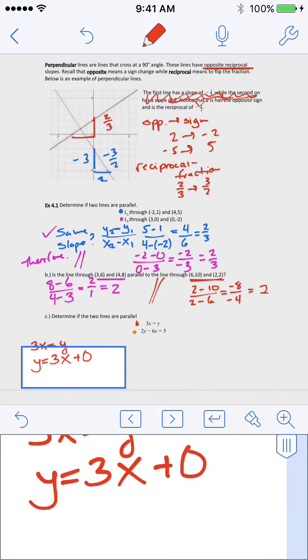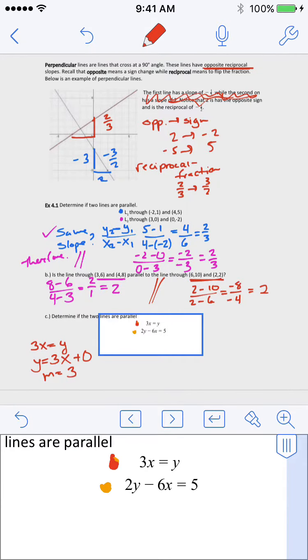So what is the slope here? Now that I've got it into slope-intercept form, I can easily pull out that m. M is equal to 3, right? Because that's what I'm going for here. I need to know if the slopes are the same to determine if they are parallel. So now I've got this first slope. The slope is m. The slope is 3.